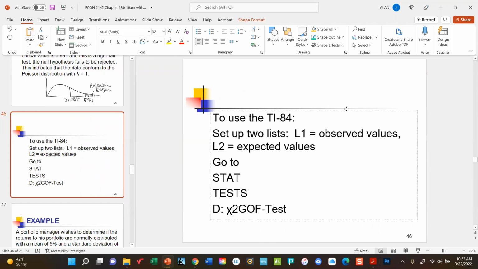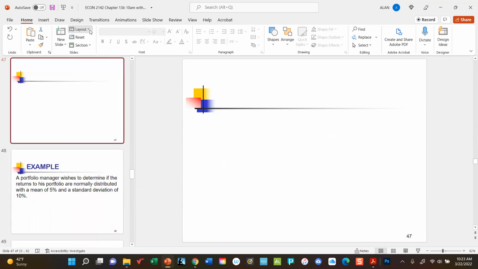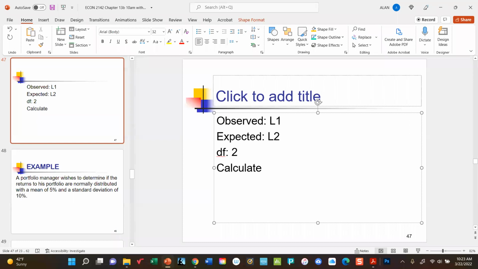When you get there, you'll notice it's asking you for observed and expected. It may already say these; I think by default, it says L1 and L2. Then you have to tell it the degrees of freedom is 2, like we did. So go ahead and change the DF to 2. And, oh, what happened?